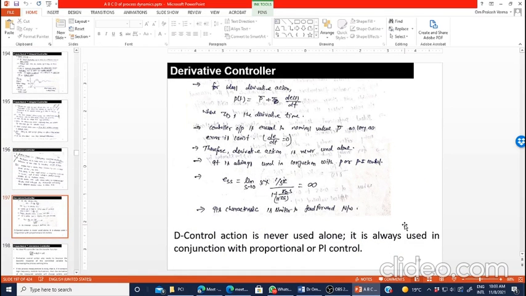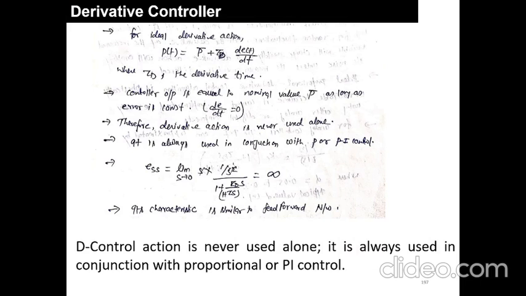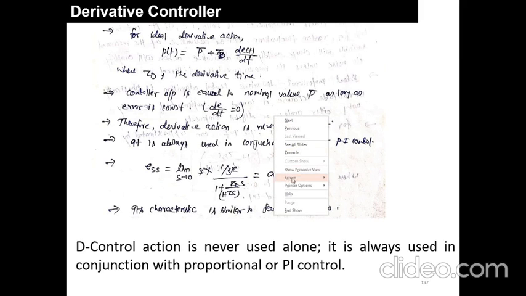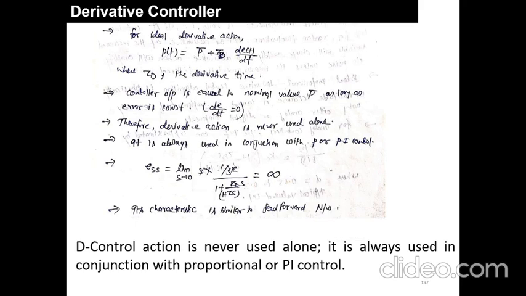So come to the mathematics of the derivative controller. In the derivative controller, the controller output is directly proportional to the rate of change of the error. The controller output is equal to the nominal value p bar as long as de/dt is equal to 0.